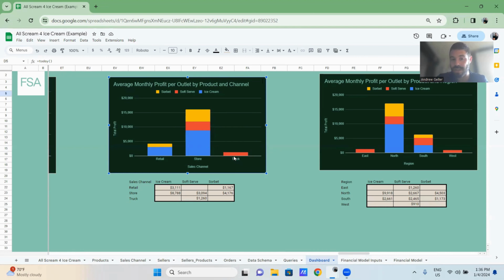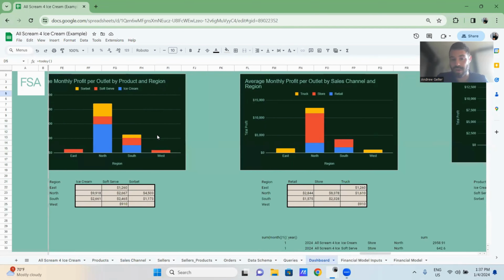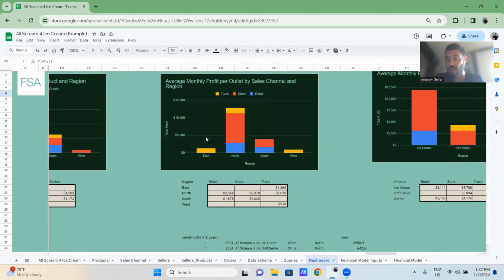The truck, as we can see, is only serving soft serve, and the retailers are serving ice cream and sorbet, and they're not serving soft serve. So we asked the question, what if our retailers serve soft serve? We asked another question, which was if we were going to expand geographically. Here in the east and the west, they only have trucks. They don't have stores or retail. And we see that the stores are most of the profit here and more than 50% of the profit in the south. So what if we added a store to the east and the west?